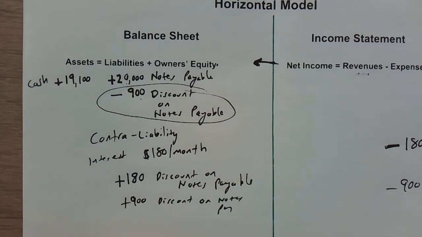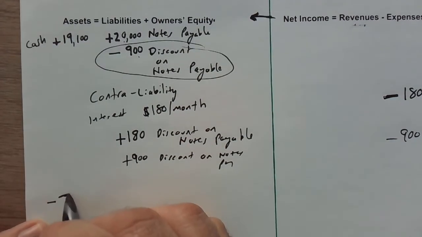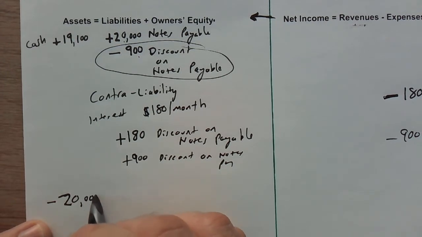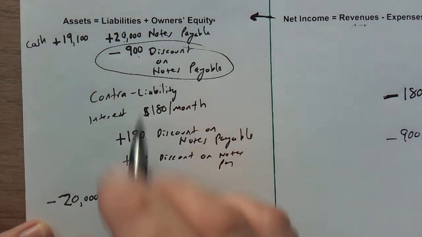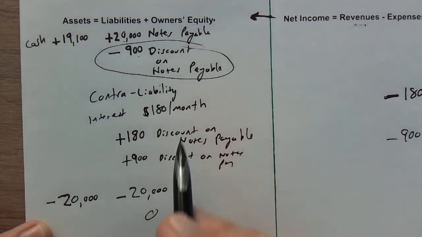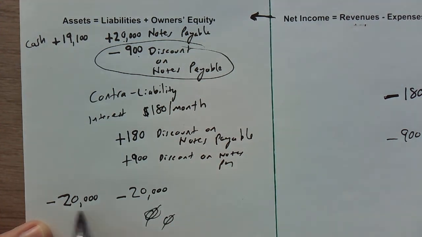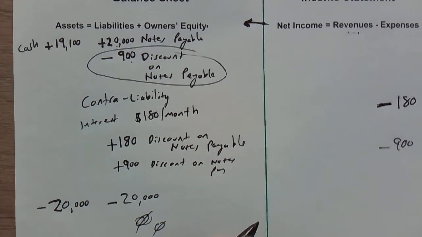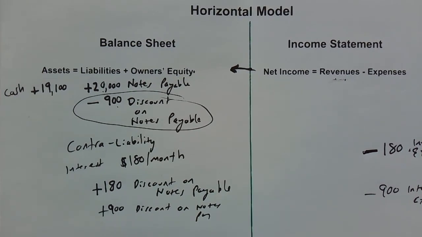So we're going to reduce cash by $20,000. So I'm taking $20,000 out of cash, so reducing it. So I'm minus $20,000. And I'm going to subtract $20,000 from our liabilities because we're paying off that note. So we don't owe it anymore. So our liabilities go to zero. Our discount on notes payable will have gone to zero. And all that's left is whatever cash is in the account after we subtract the $20,000. So hopefully that will help you in dealing with the discount on notes payable in the horizontal model of accounting.